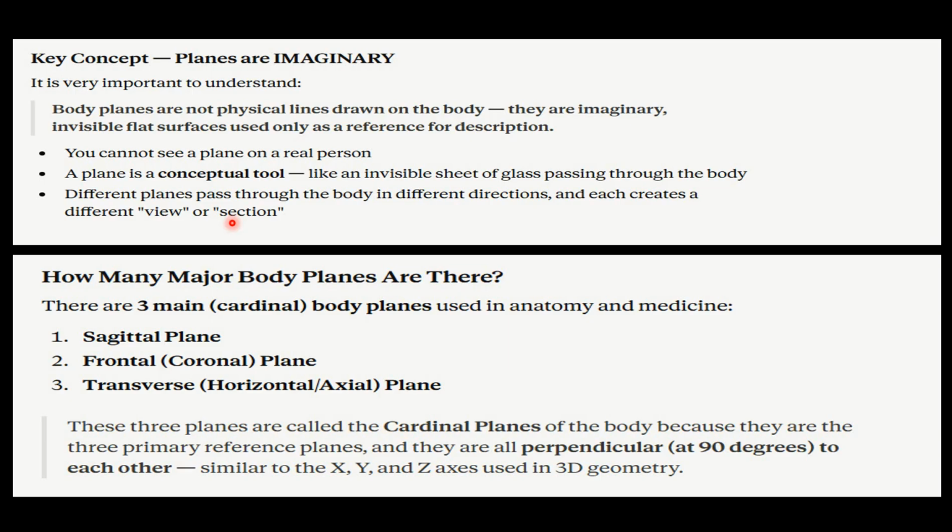These are very important topics, and one by one we will discuss them individually in upcoming sessions because they need more time. But for now, just keep in mind there are three planes: sagittal, frontal or coronal, and transverse, horizontal or axial. These three planes are called the cardinal planes of the body because they are the three primary reference planes, and they are all perpendicular. That means they are at 90 degrees to each other, similar to the XYZ axes used in 3D geometry.